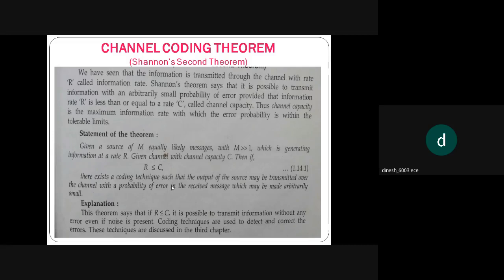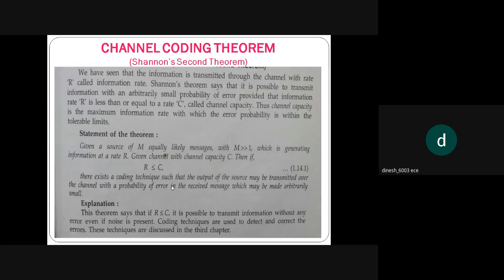Shannon's second theorem states that it is always possible to transmit information from one place to another with a rate R, capital R, having some probability of error, with the rate less than or equal to C, capital C, where C is the channel capacity.